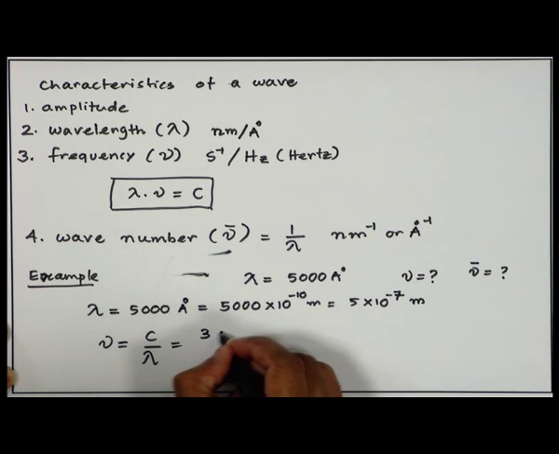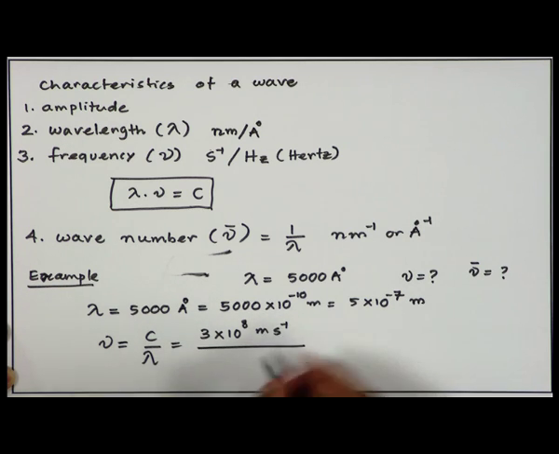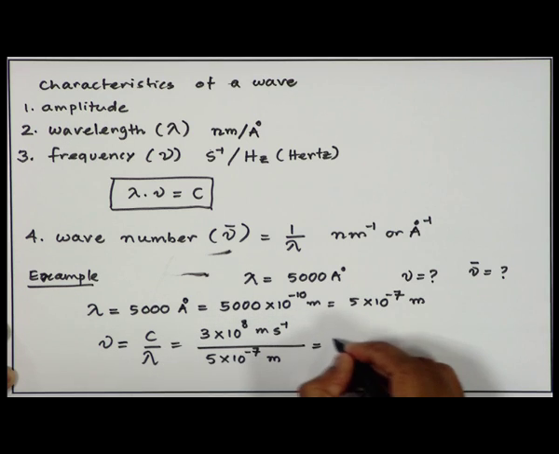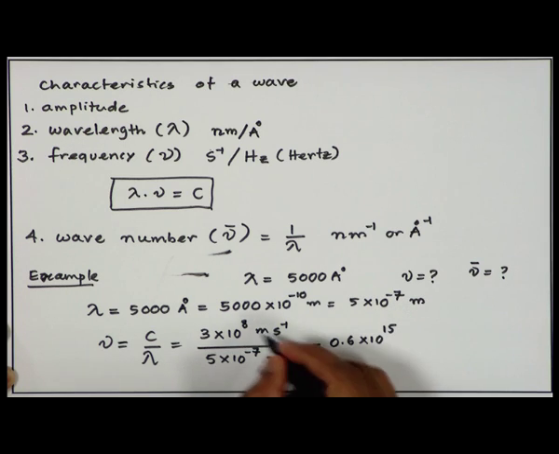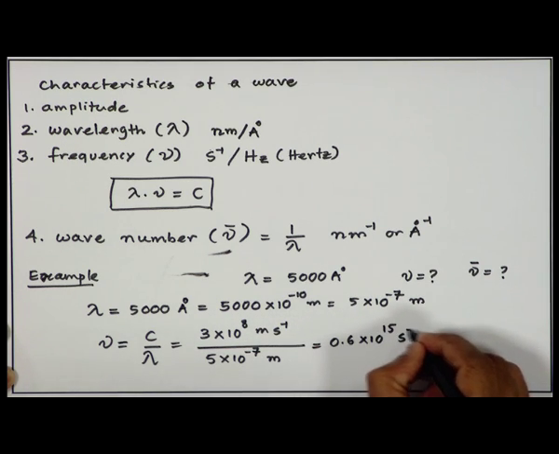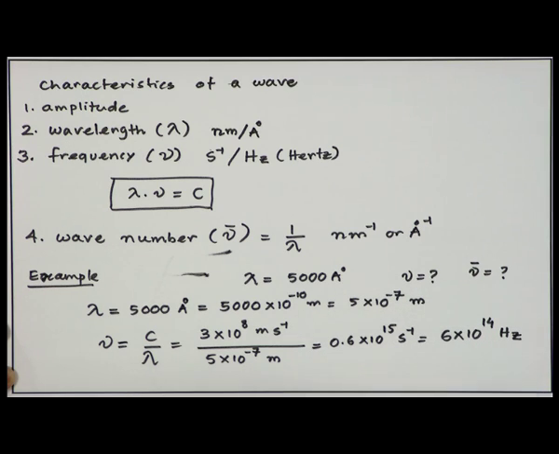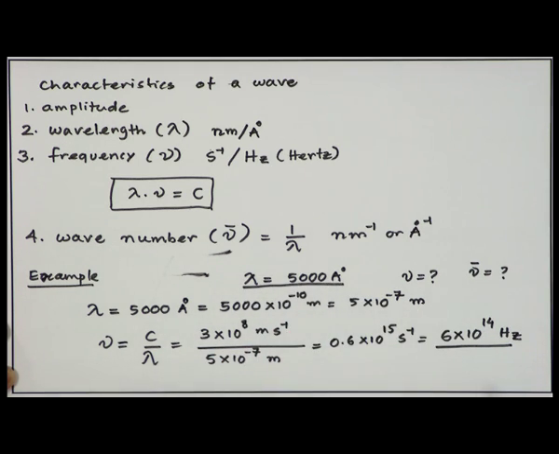So, speed of light I know 3 into 10 to the power 8 meter second inverse, lambda is 5 into 10 to the power minus 7 meter, which will give me 0.6 into 10 to the power 15 meter cancel out. So, second inverse, or I can write it 6 into 10 to the power 14 hertz. All right. Similarly, this is the frequency corresponding to the wavelength of 5000 angstrom.